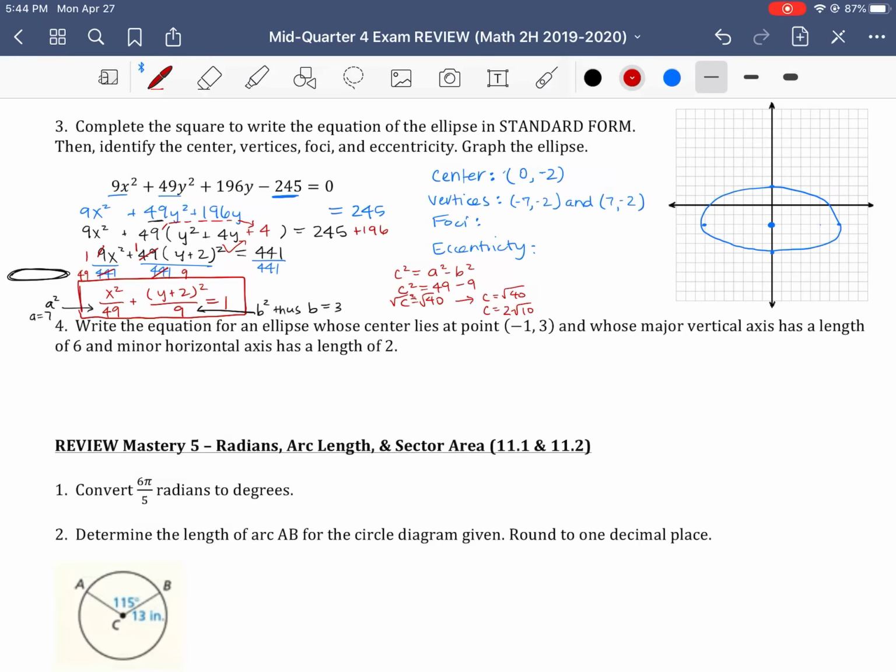So remember, to find the foci, we take whatever our h value is, we plus or minus that 2 root 10, and then our y value, it's all moving along this -2 line, so that's never going to change. So we would come up here and we would say that our foci are 2 square root 10, -2, and -2 square root 10, -2. Okay, and then again, the eccentricity is going to be equal to c over a. So our a value again was 7, so we're looking at something like that. Okay, I'm going to make a new video for number 4.